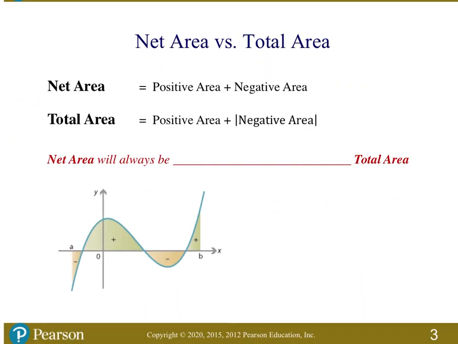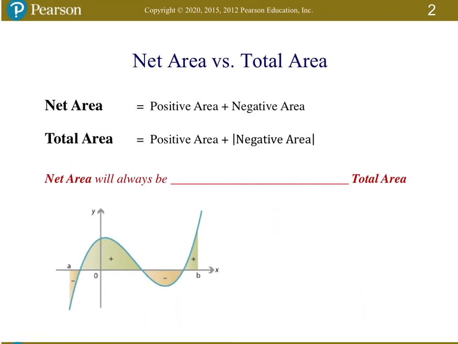All right, what we're going to talk about today is making sure you understand the difference between two kinds of area, net area and total area. And this is really the difference between having the stuff that's above the x-axis and the stuff that's below the x-axis. When you do net area, you just add up the positive and negative area together. It's just simple addition. Positive area is, of course, above the x-axis. Negative area is below the x-axis.